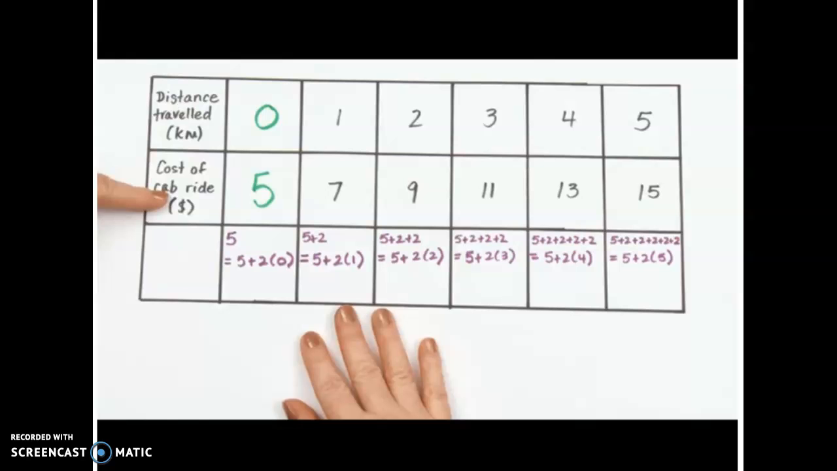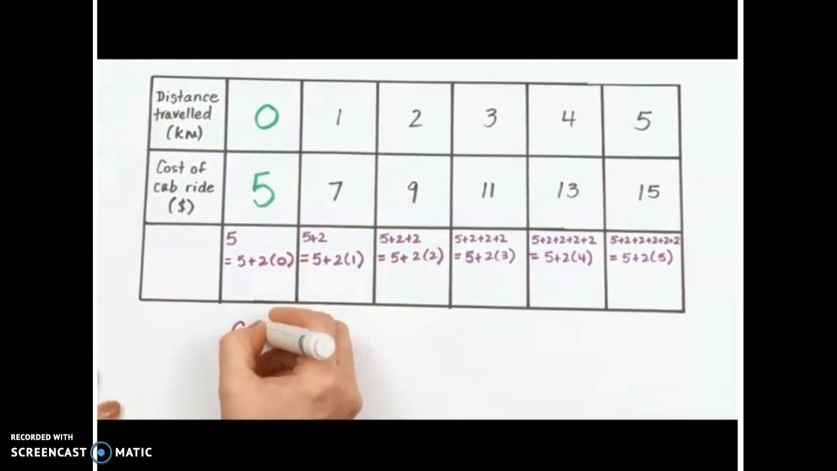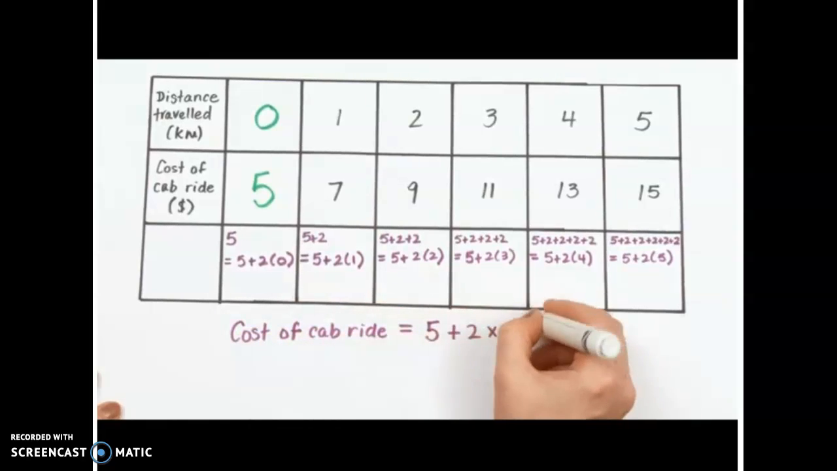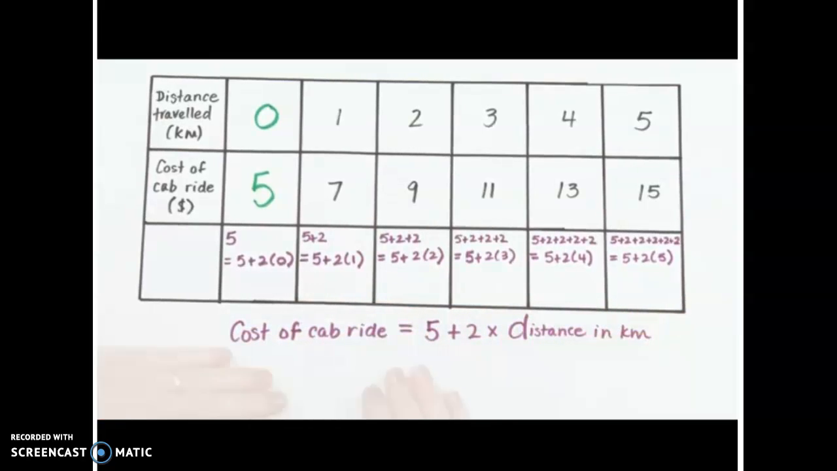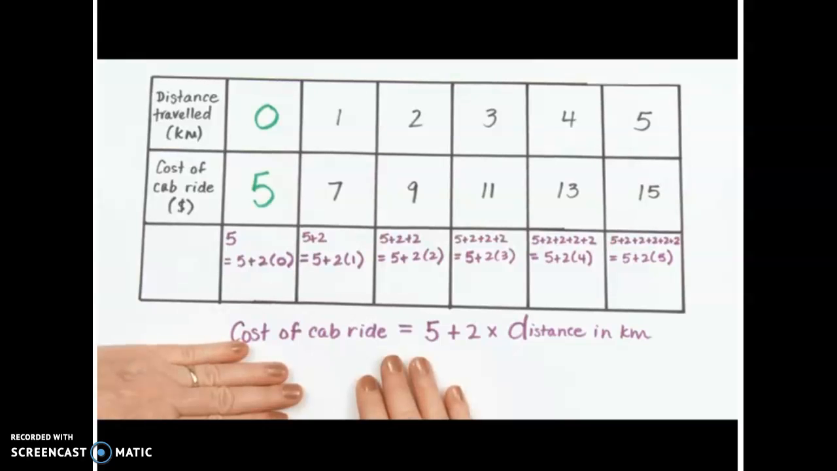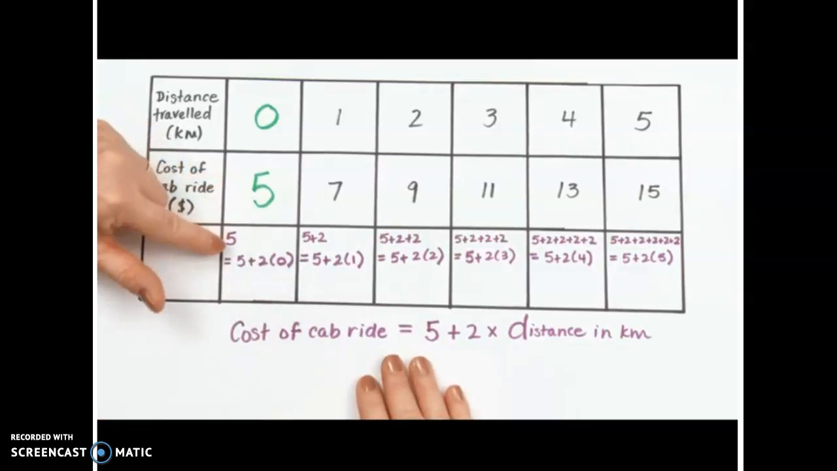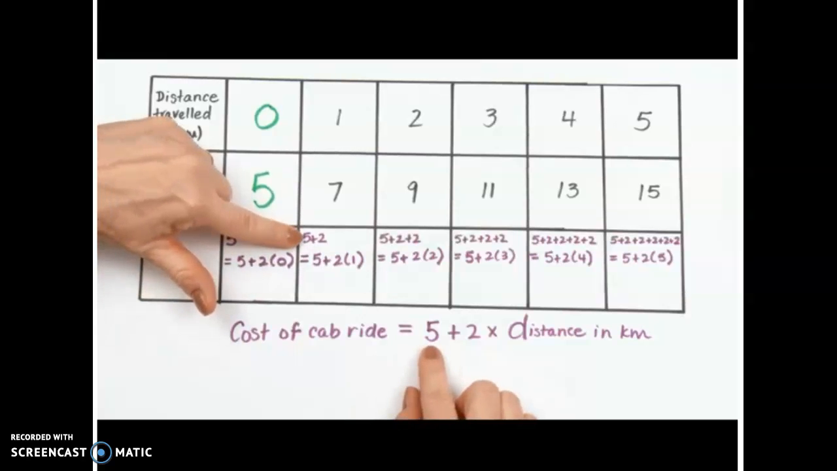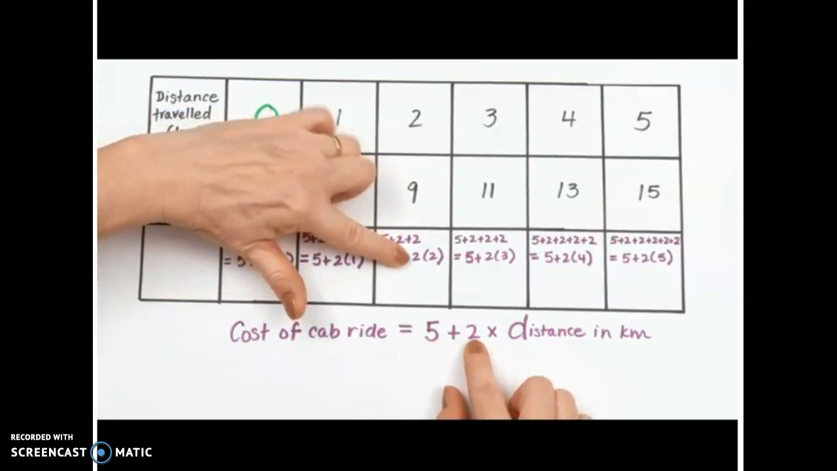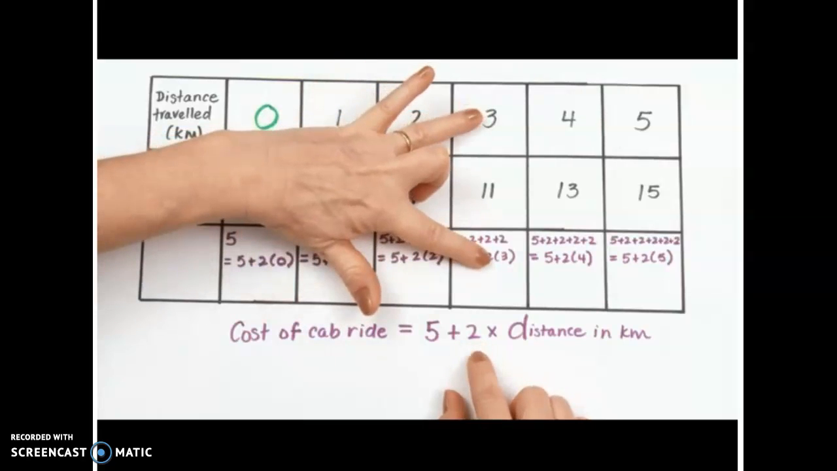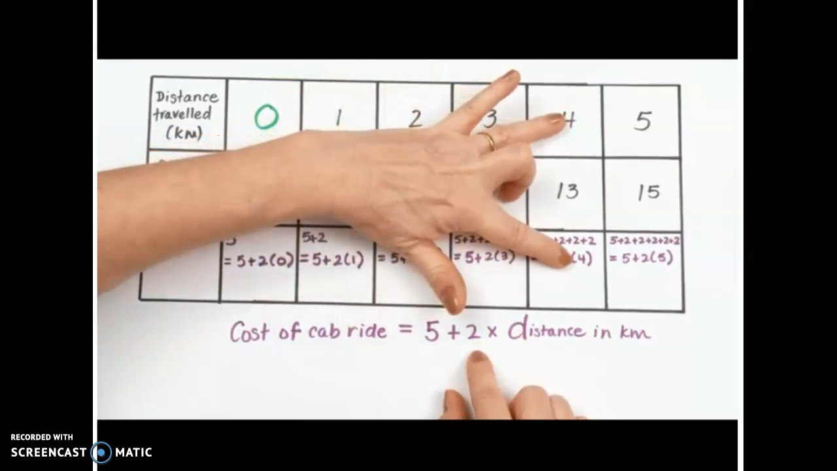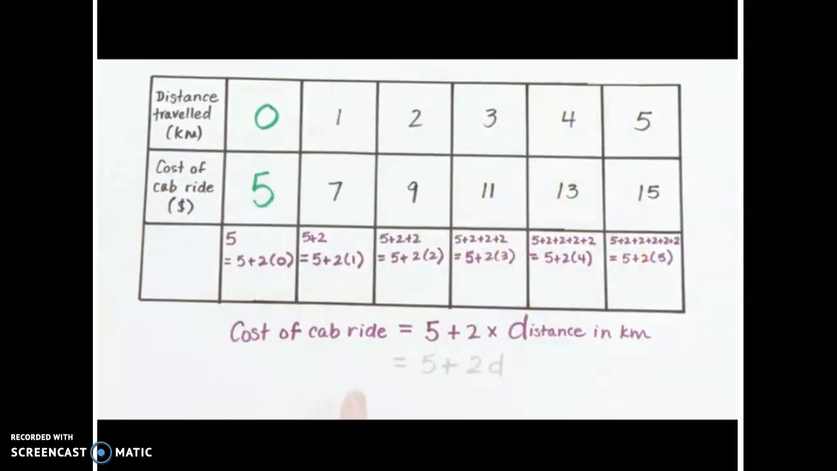The cost of the cab ride is related to the distance traveled in kilometers. More specifically, in every case, the cost of the cab ride is 5 plus 2 times the distance traveled. The cost of the cab ride in dollars is 5 plus 2D, where D is the distance traveled in kilometers.